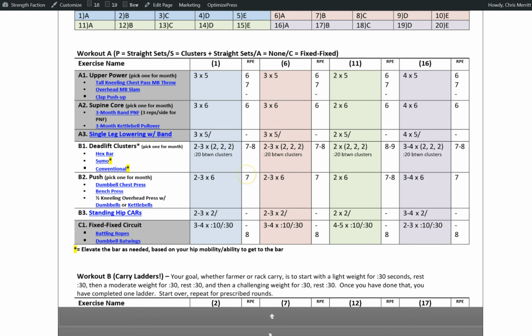But pretty straightforward how we're reading this. Our push is going to be done at an RPE of 7, and there's obviously no RPE on our carries. Then finally, we're on to our Cs.